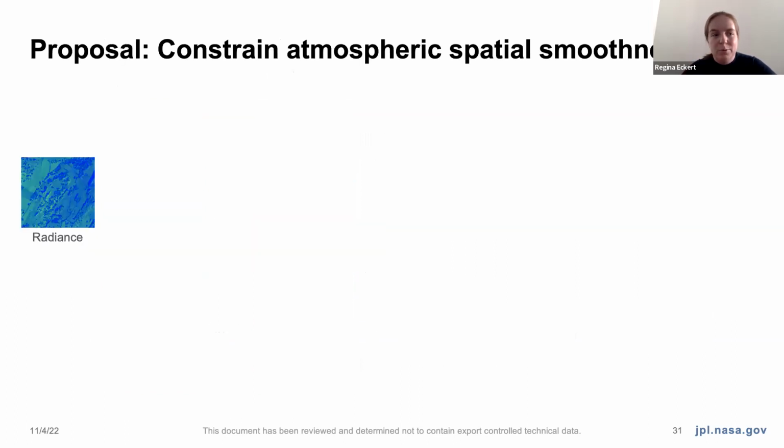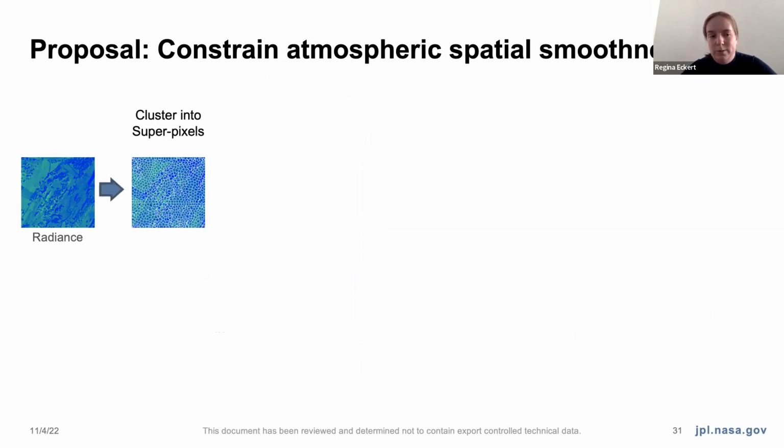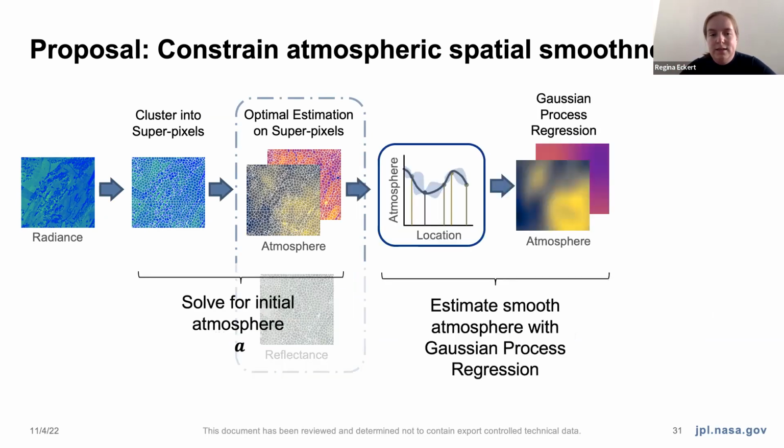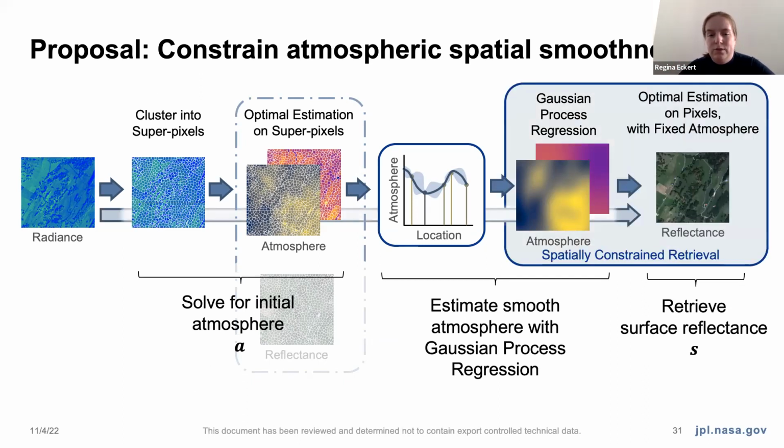So the proposal here is that in order to constrain this atmospheric spatial smoothness, we'll follow this new algorithm where we have our radiance, we cluster it into superpixels. Then we do optimal estimation on averages over those superpixels. This is to get an initial atmospheric state that we then put through a Gaussian process regression to estimate a smooth underlying atmosphere. From that, we can then retrieve our surface reflectance using optimal estimation on every pixel, but fixing our atmosphere. So this is our process, and the results that you'll be looking at are these Gaussian process constrained, spatially smooth atmospheres, as well as this recovered reflectance.